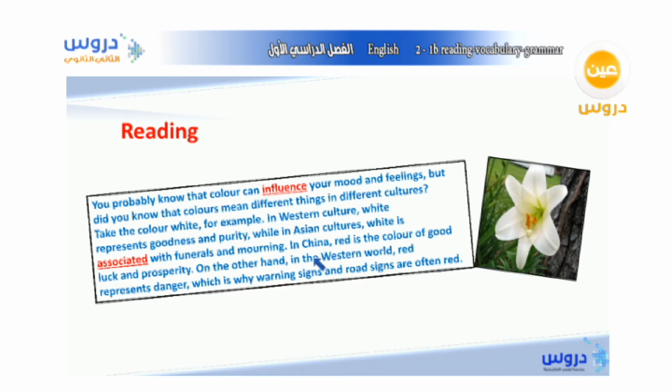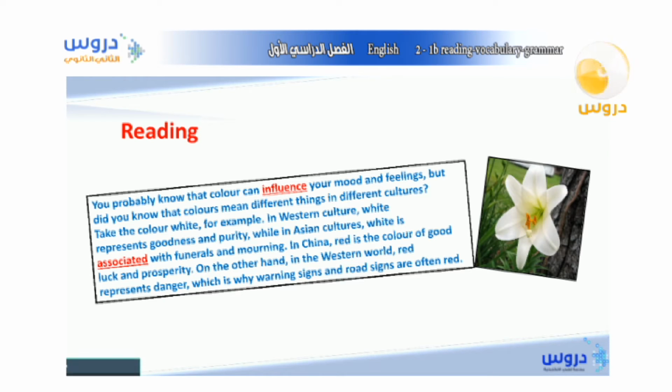In China, red is the color of good luck and prosperity. On the other hand, in the Western world, red represents danger, which is why warning signs and road signs are often red. So see, in Europe, for example, white is a symbol of purity, goodness, and peace, while in Asia, in some cultures, white is about death, is about sorrow. Also in China, red is a color of good luck, while in Europe and many other countries, it is a sign of warning and a sign of danger.